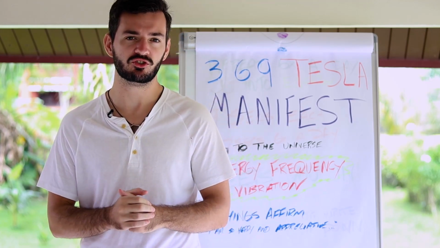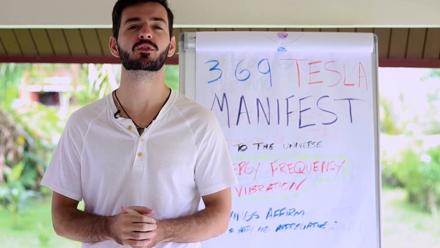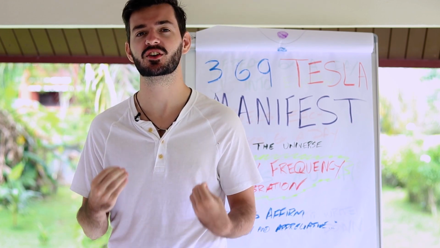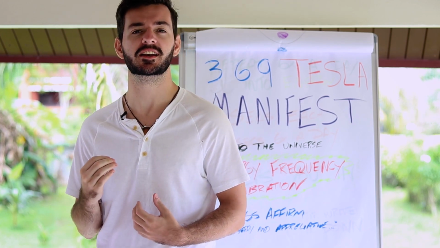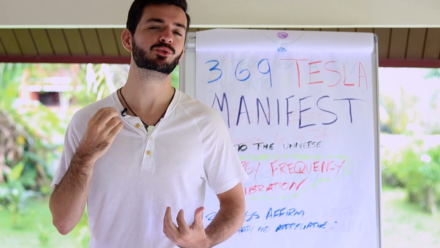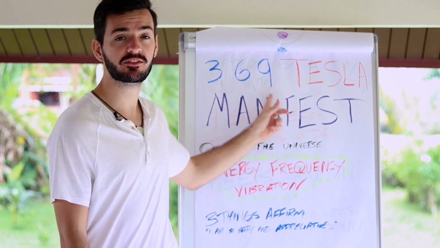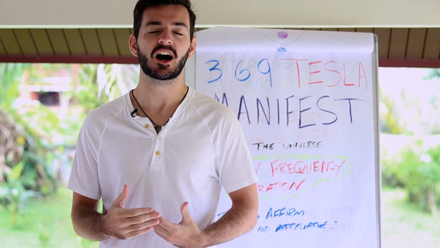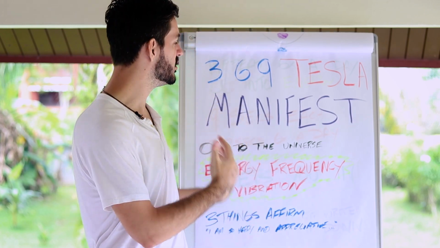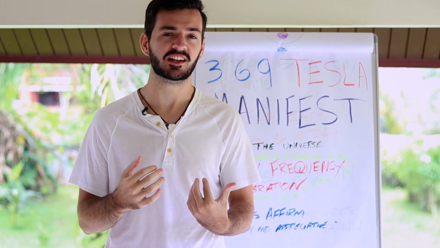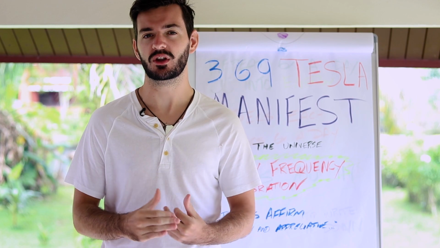369 Manifestation Technique Tutorial. Today we're going over Nikola Tesla's divine code of 369, what it represents, why he was so passionate about these three numbers specifically, and some other things, how you can actually use this to start manifesting in a very powerful way in your life. That's coming up next.